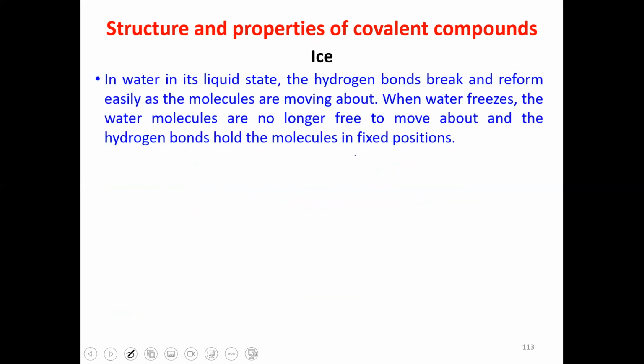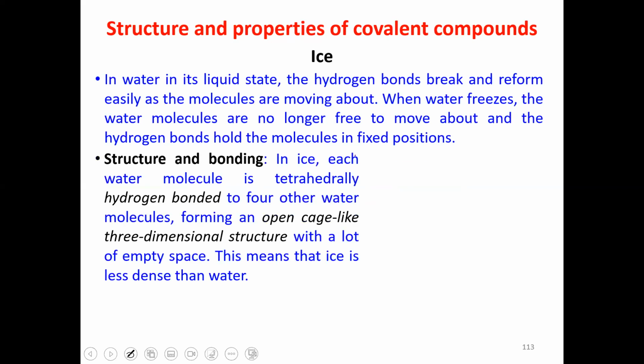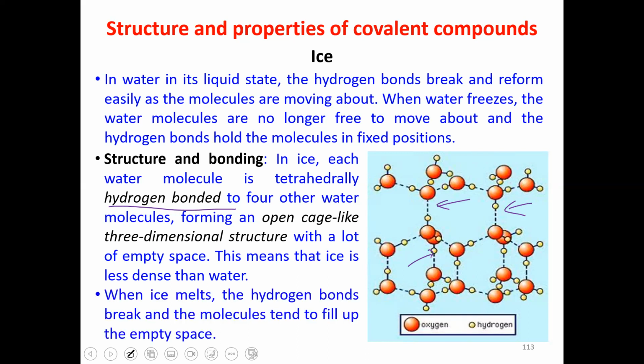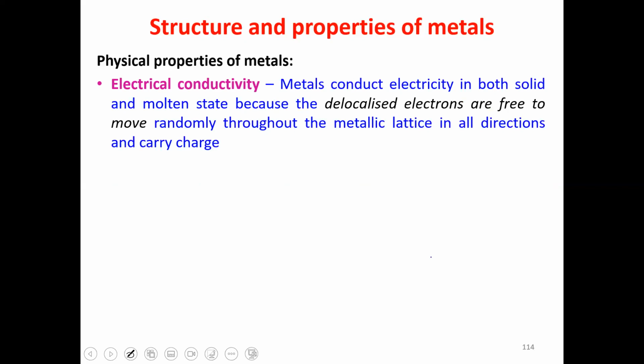What about ice? Ice is a structure of water, and the water structure contains hydrogen bonds. Look at this structure, ice. This is hydrogen bonding. These are hydrogen bonds, and due to this, ice becomes a proper solid.